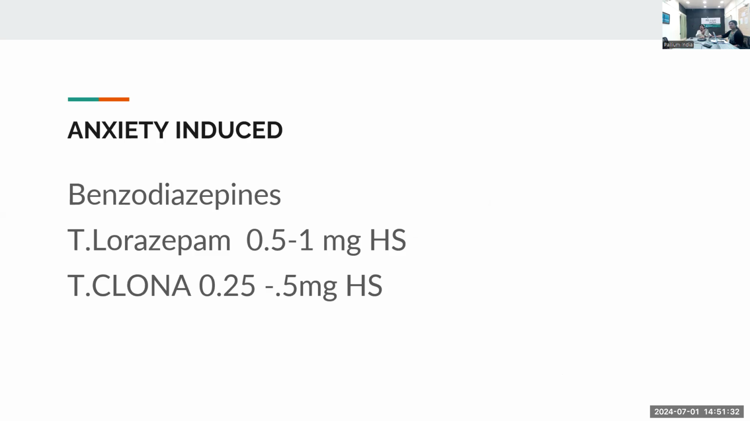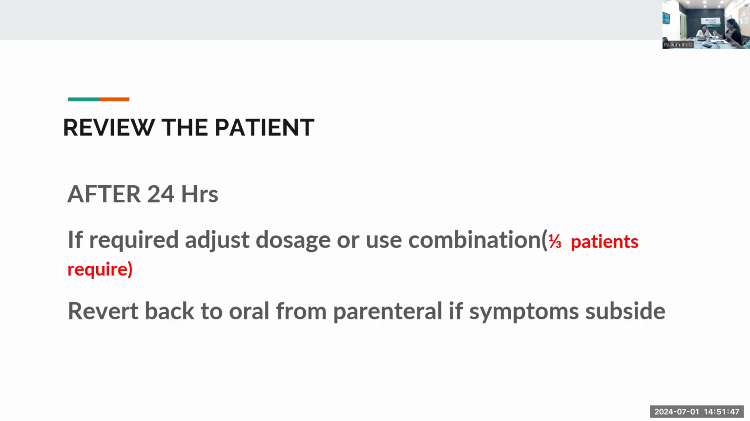For anxiety-induced vomiting, you can give a benzodiazepine, either lorazepam or clonazepam. Lorazepam 0.5 mg to 1 mg at HS, or clonazepam 0.25 or 0.5 mg at HS. So the thing is not like giving and sending them away. Reassess them after 24 hours. If required, adjust the dose or use a combination.